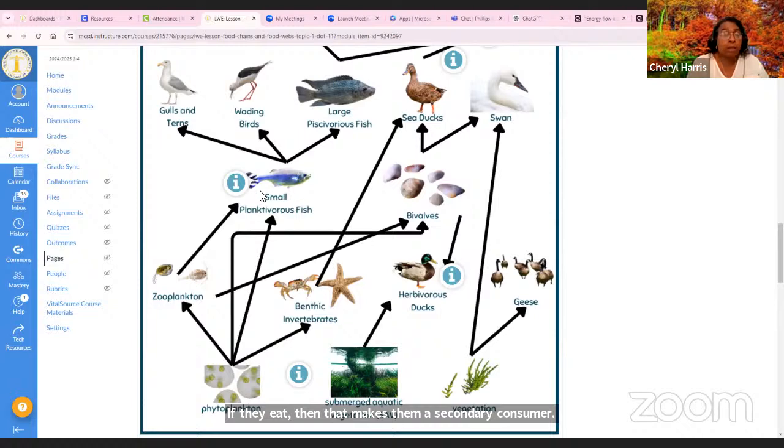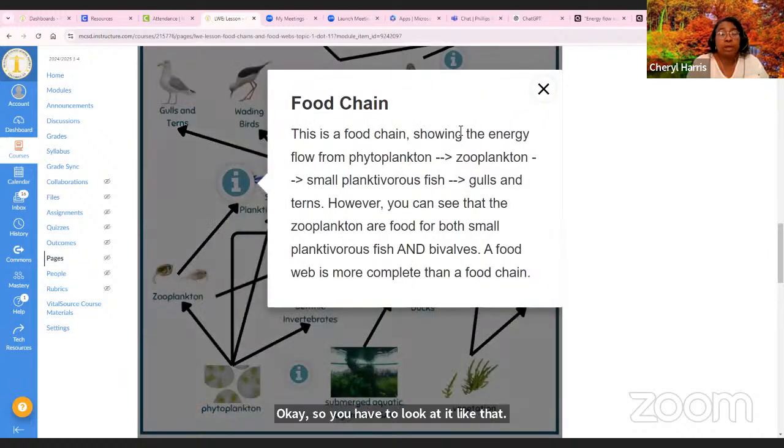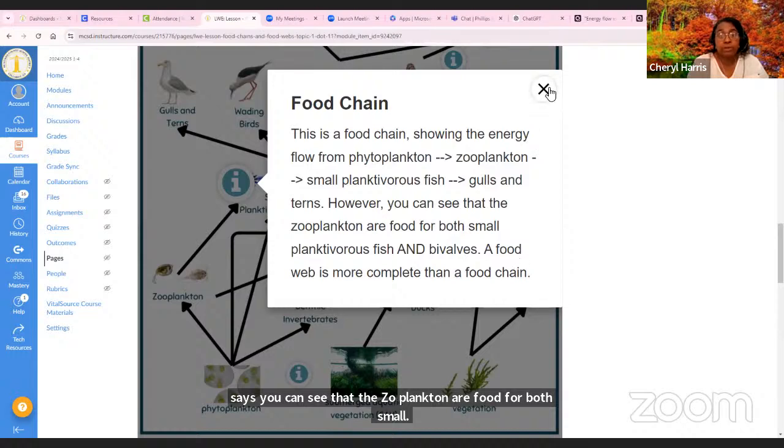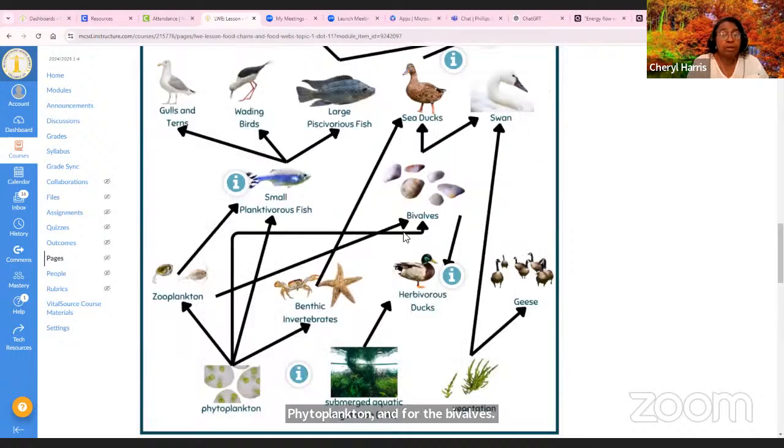Let's look at this one. All right. So he says you can see that the zooplankton are food for both small phytoplankton and for the bivalves. So again, the bivalves are feeding off of something other than the phytoplankton. Okay, so that makes them carnivores. So the zooplankton would be your primary and the bivalve would be the secondary consumer.